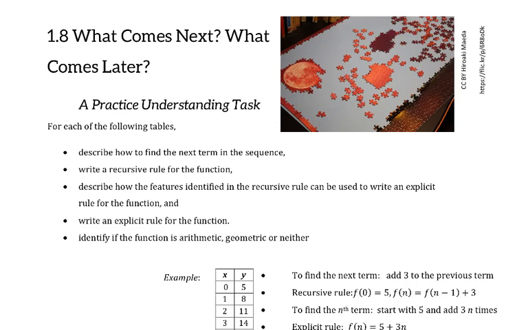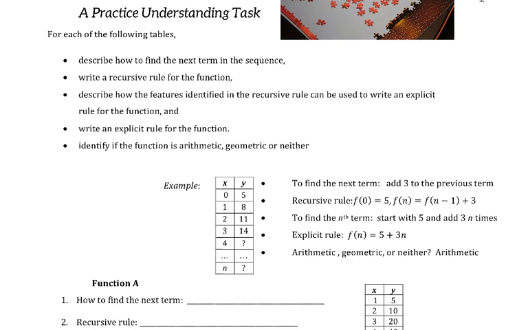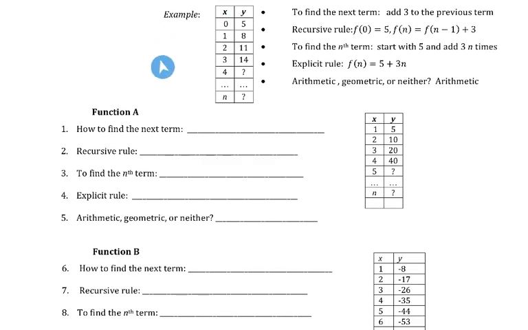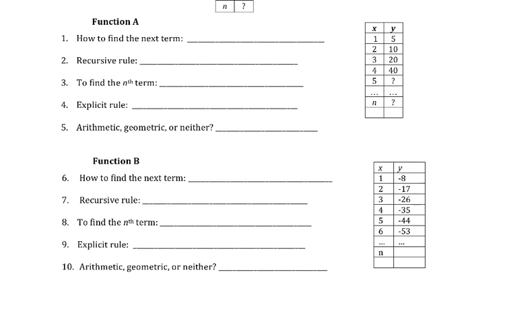All right, let's take a look at this task 1.8, what comes next, what comes later. On these, what we're doing here is we're going to figure out how to find the next term in the sequence, write a recursive rule for the function, describe how the recursive rule can be used to write an explicit function, then write the explicit function, and identify what type of function we've got. You've got an example up there, but you want to try these on your own first, and then we will take a look at some of these, see how you did.